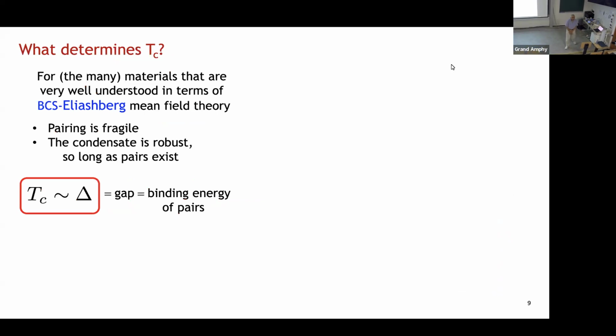So what determines TC? For the many materials that are very well understood within BCS-Eliashberg, what you find is that the pairing is fragile, but the condensate is robust.